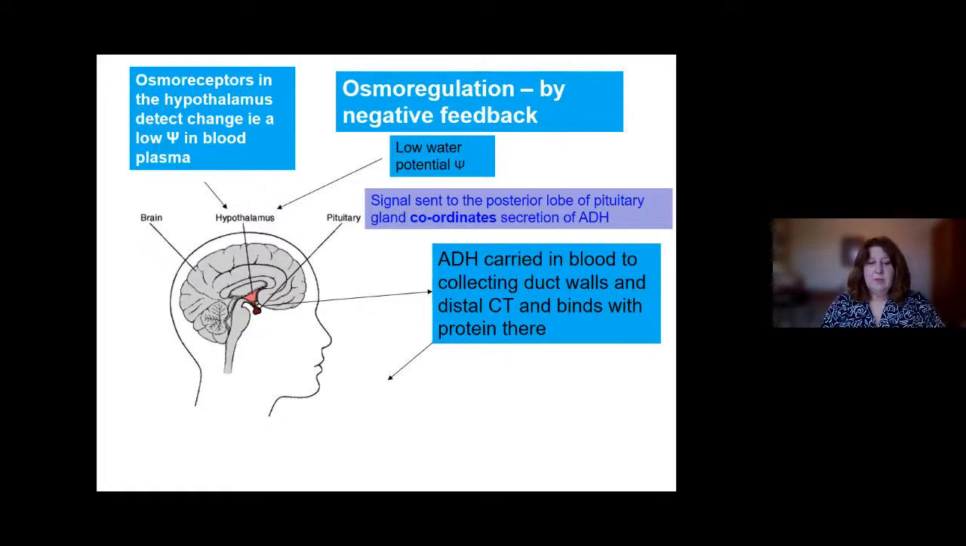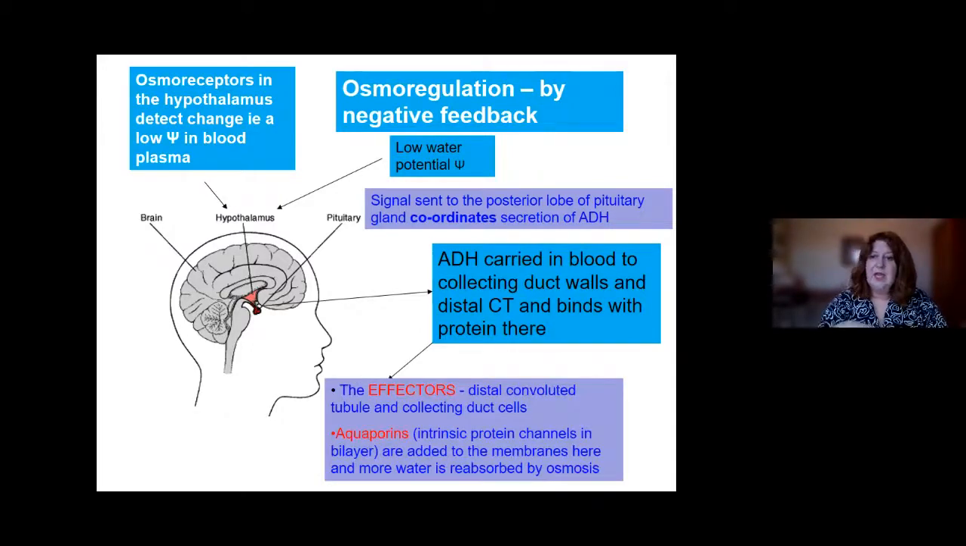And what happens is that because it's a hormone, it will then be carried in the blood to the collecting duct walls and also to the distal convoluted tubule. And I'll say a little something about it binding with proteins shortly. But ADH prevents what we call diuresis. Diuresis is a condition where you produce large volumes of dilute urine. So ADH stops that. It prevents that happening so much. So I like to think of it in a way as sort of conserving water, preserving water in the body.